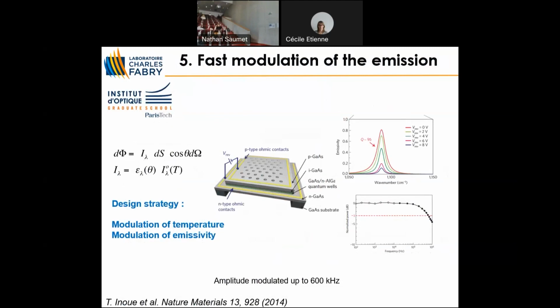You see that they managed to have 80% absorption. And by applying a voltage, you can remove the electrons from the quantum well. So now it cannot absorb anymore. And the time it takes to remove the electron is only limited by the RC constant. So it can be very fast. They managed to demonstrate 600 kilohertz modulation. So it stays hot and it emits or doesn't emit, depending on the voltage that you apply to the system.